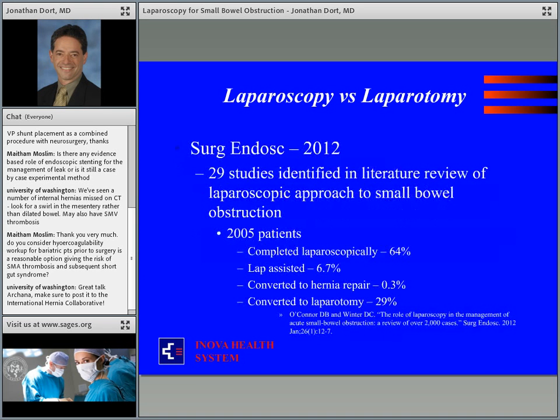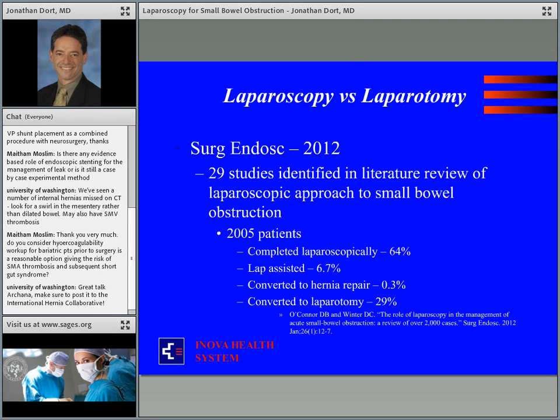And so then over the next few years, you do see a few studies on a larger scale that try to answer that question, but still of the retrospective variety. This study from Surgical Endoscopy in January of 2012, from Archana and Winter in Dublin, looked at a large database of 29 studies, did a systematic literature search, and in those 29 studies, using the phrases laparoscopy and bowel obstruction, they were able to find 2,005 patients that were approached for adhesive disease.